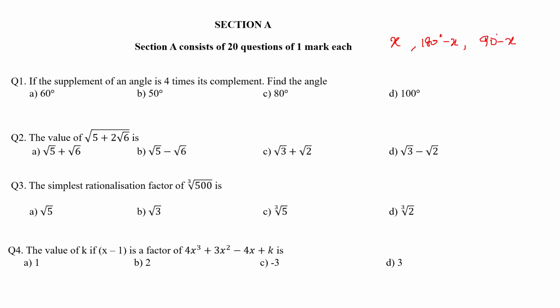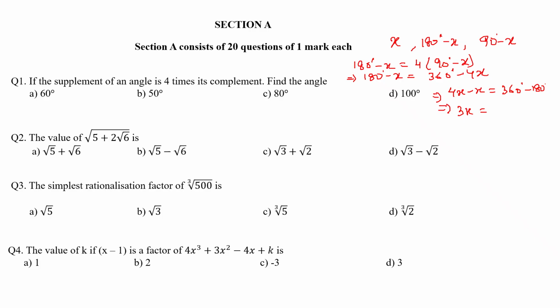It says supplement is 4 times its complement, means 180 degree minus x, which is supplement, is 4 times of the complement, which is 90 minus x. So it will be 180 degree minus x equal to 4 into 90, which is 360 degree minus 4x. Now I'm transposing minus 4x from RHS to LHS, so it will become 4x minus x, and transpose 180 from LHS to RHS. So it is 360 degree minus 180 degree. So 3x equal to 180 degree. So the value of x will be 180 degree divided by 3, which is 60 degree. So from here I can say A is the correct option.